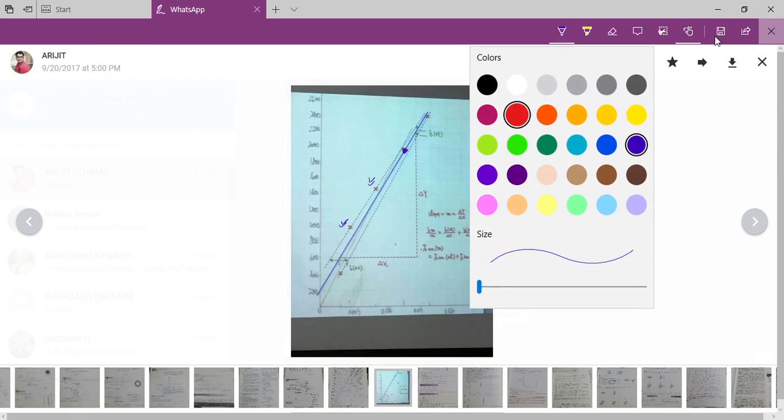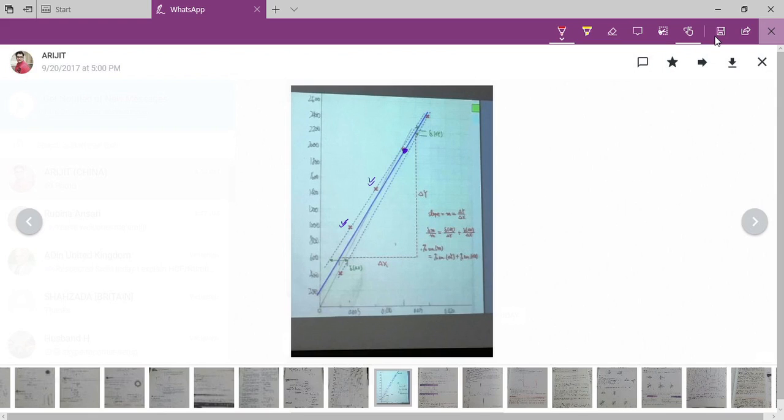I am choosing red in color, so that will be much more convenient. Here, if you look at this point and this point, these 2 points are on the line. But the third one is not on the line, it is a little bit apart from the line.